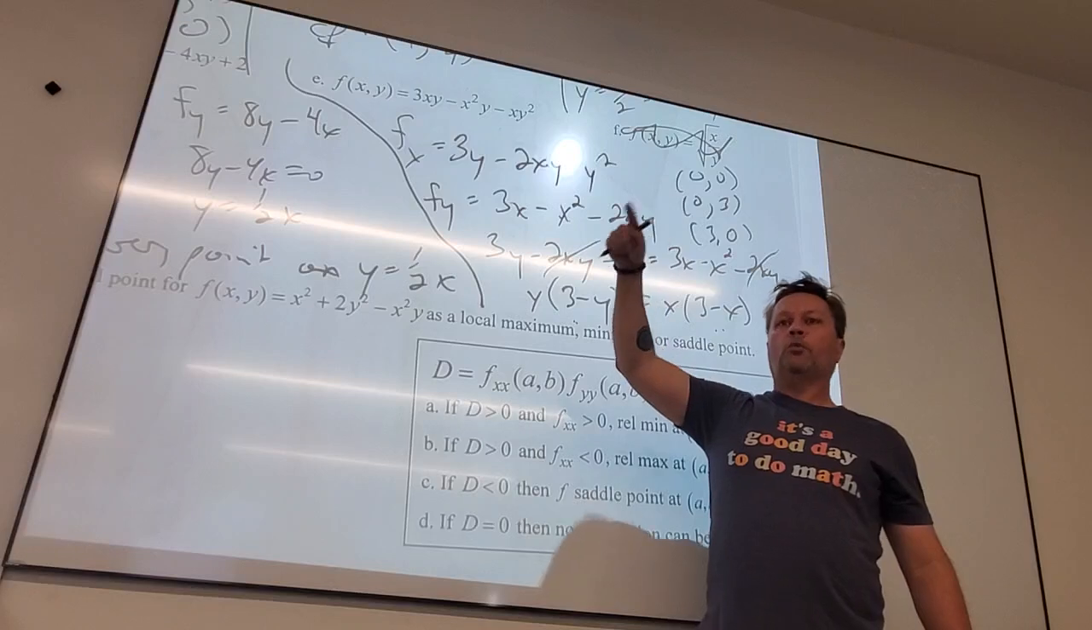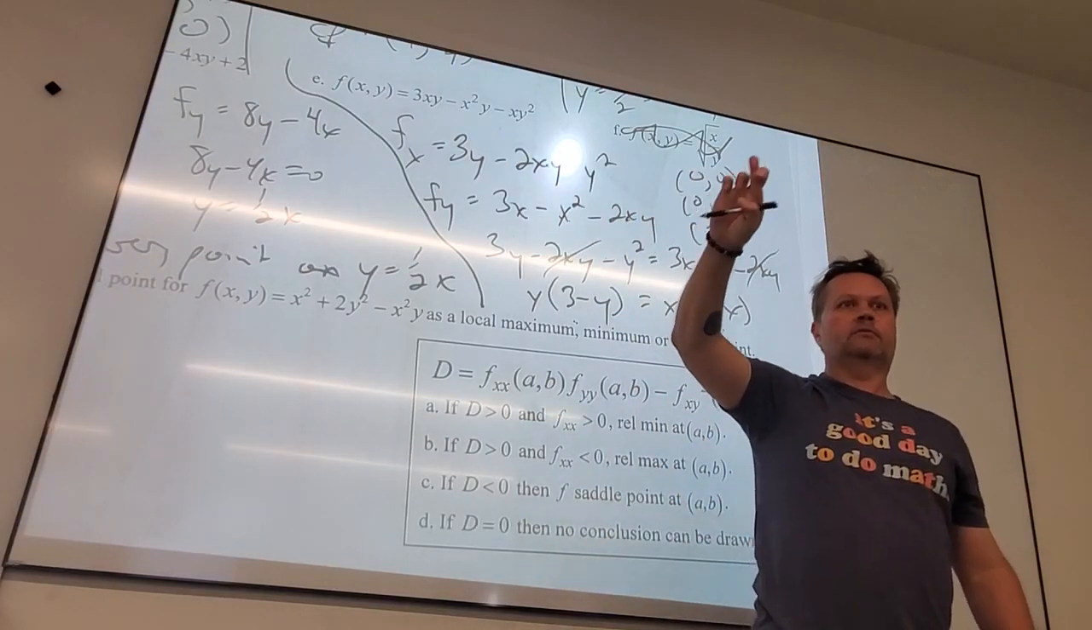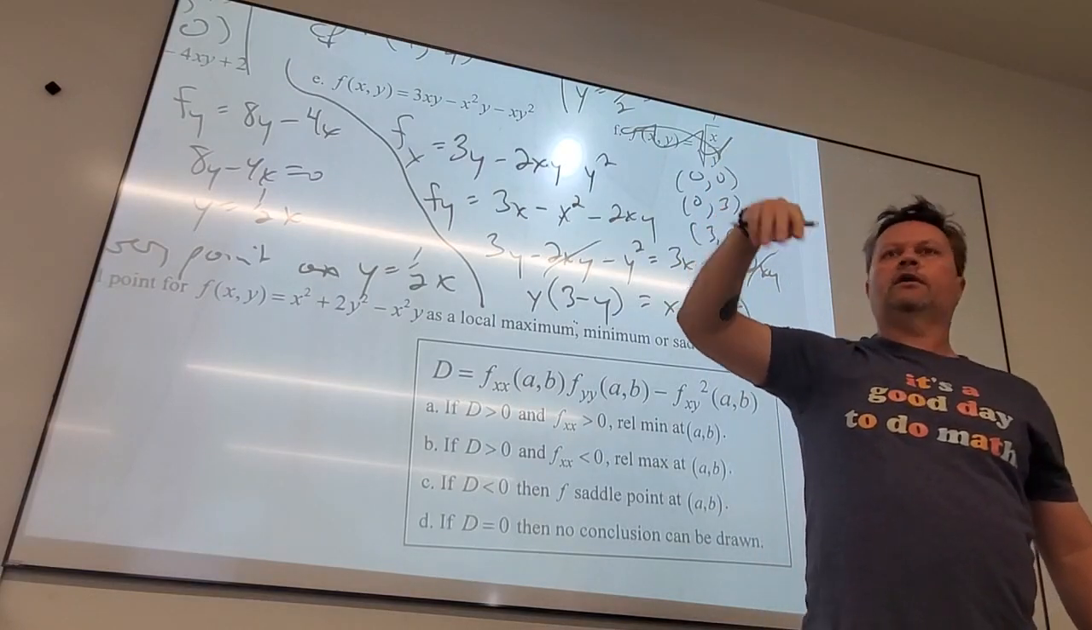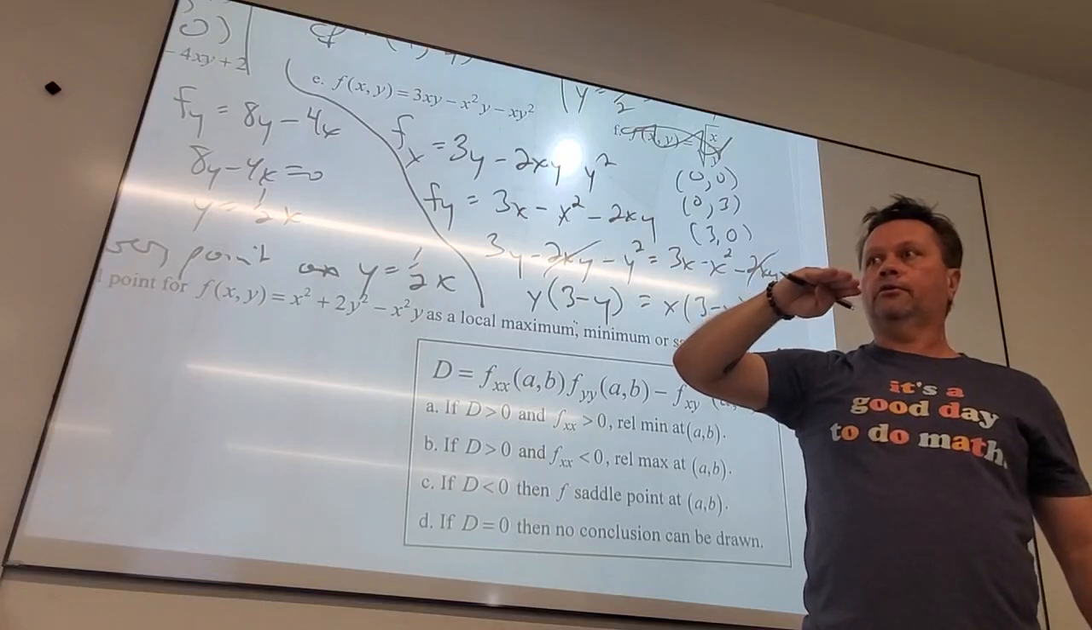Does that make sense? So you always want to go back, especially with trippy ones like this. Whatever point you think works, you need to go back to the original fx and fy and see if it makes them 0. So again, whatever you think the critical point is, how do you check yourself? Go back, make sure it actually makes each of them 0 on their own.